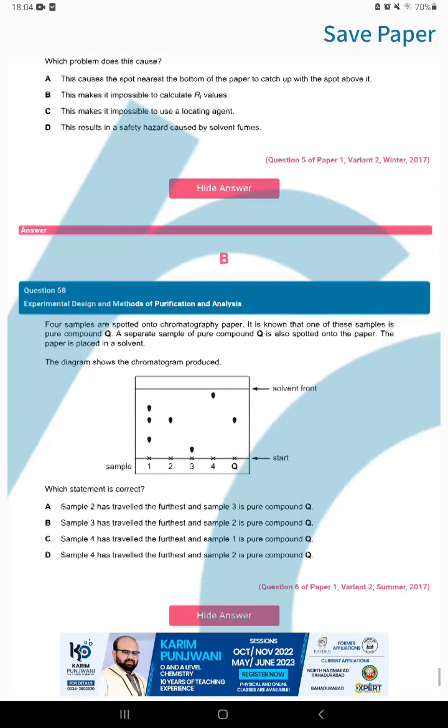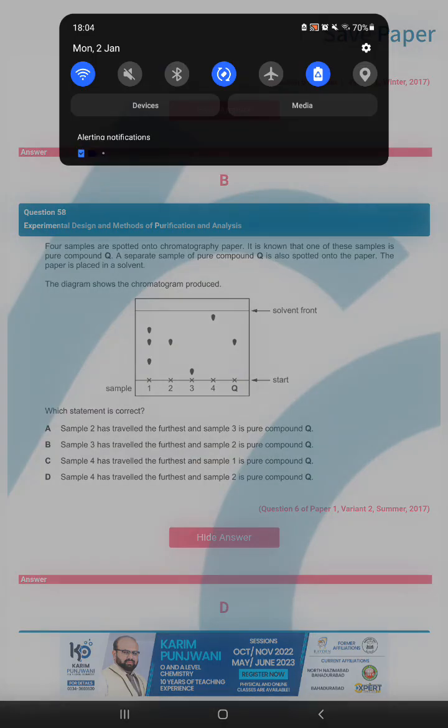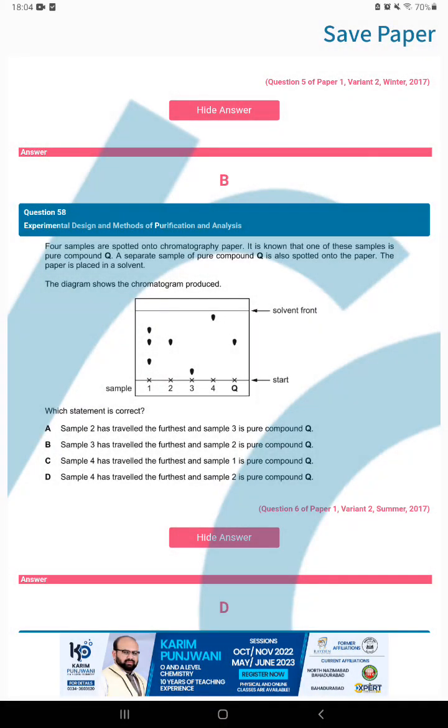Now, question number last. Four samples are spotted onto chromatography paper. It is known that one of these samples is pure compound Q. A separate sample of pure compound Q is also spotted onto the paper. The paper is placed in a solvent. The diagram shows the chromatogram produced. Which statement is correct? You can read these and do these.